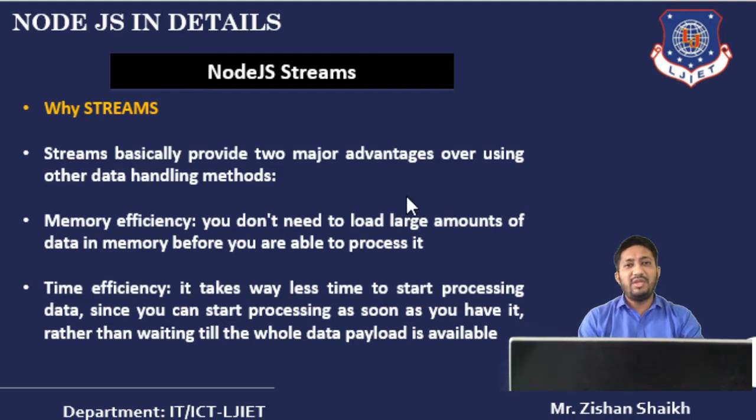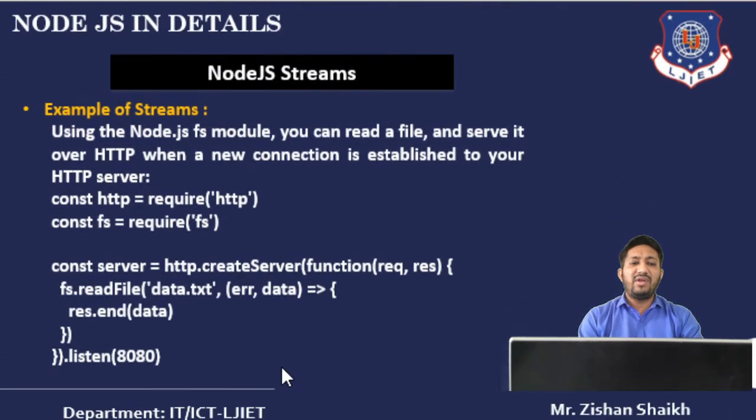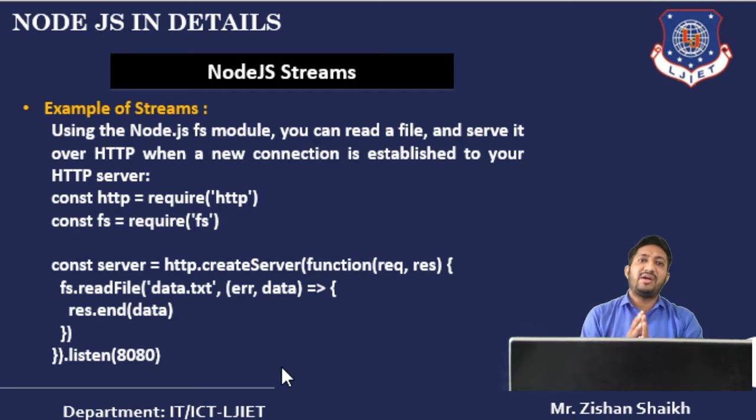With memory efficiency, you don't need to load a large amount of data into memory before you are able to process it. With time efficiency, it takes less time to start processing data, since you can start processing as soon as you have it, rather than waiting for the whole data. So when we use the concept of streams, a chunk of data, that is a slice of data, is loaded from the network. We are not waiting for the loading of all the data into memory first. Let's understand how it works using an example.